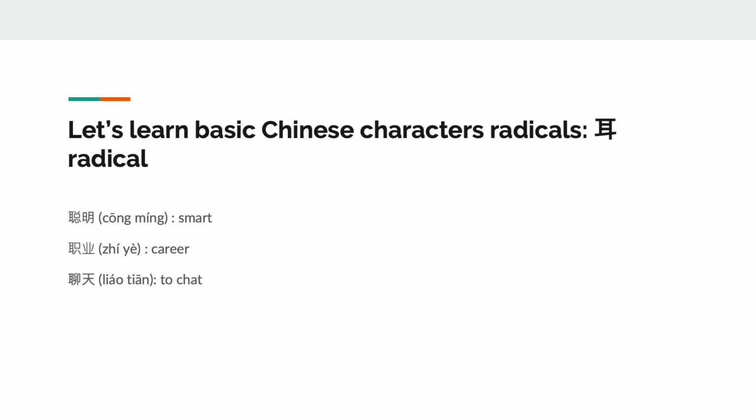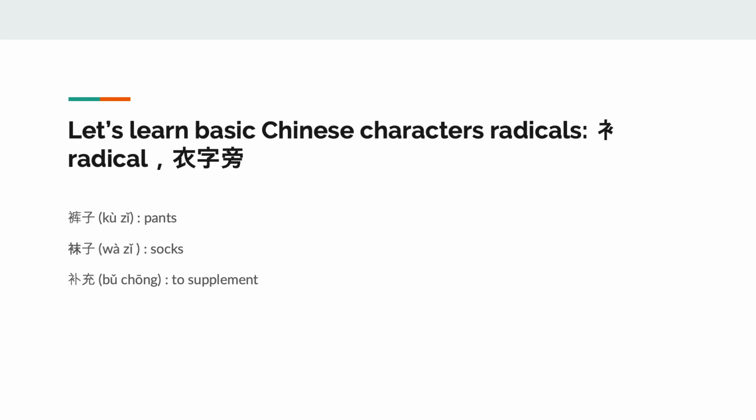Now we have the ear radical, 耳. These words on this list do not have to do with the ear, but they all contain the ear radical. Why don't we go over the words on this list? 聪明 means smart, 职业 means career, and 聊天 means to chat. This shows that the meaning isn't always related to the radical.